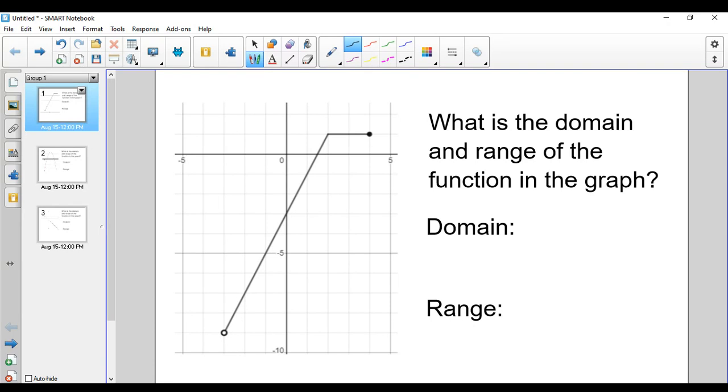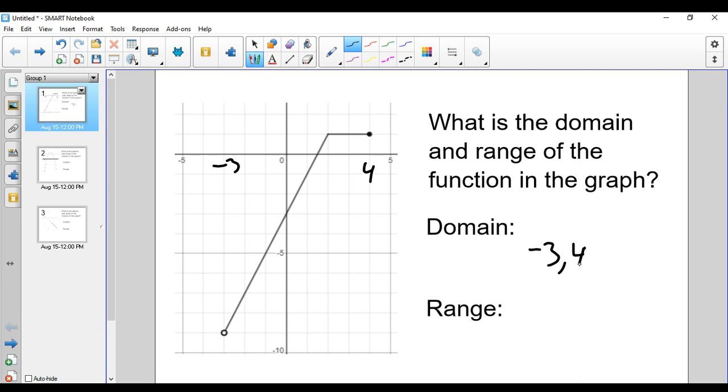All right, so we're going to write our answers in interval notation. Our domain is our x values. This one starts at -3 and ends at +4, so our domain will be all real numbers between -3 and +4.